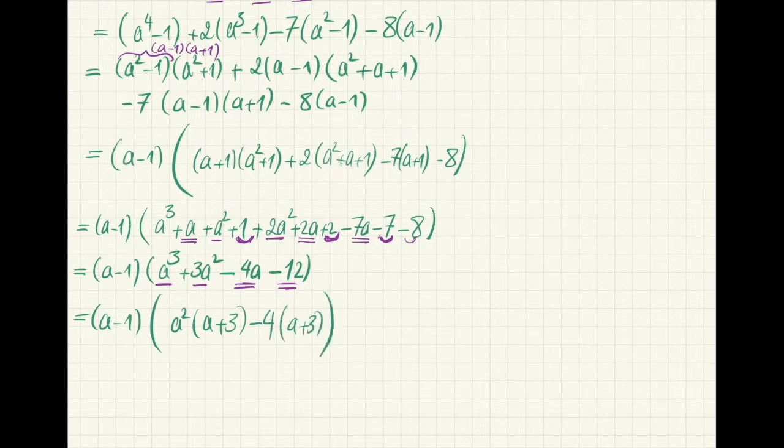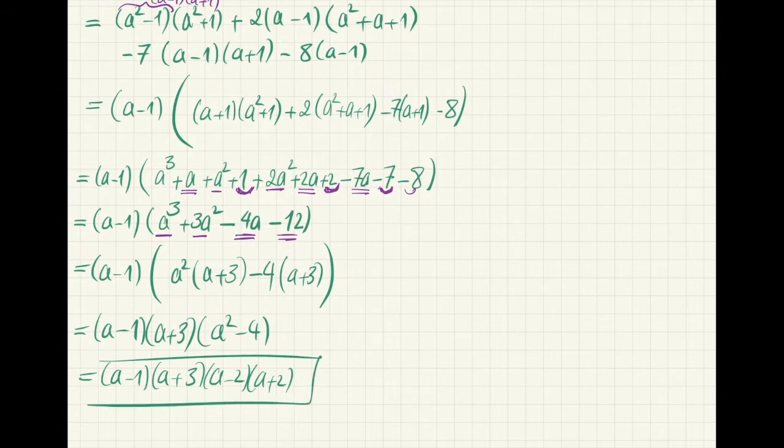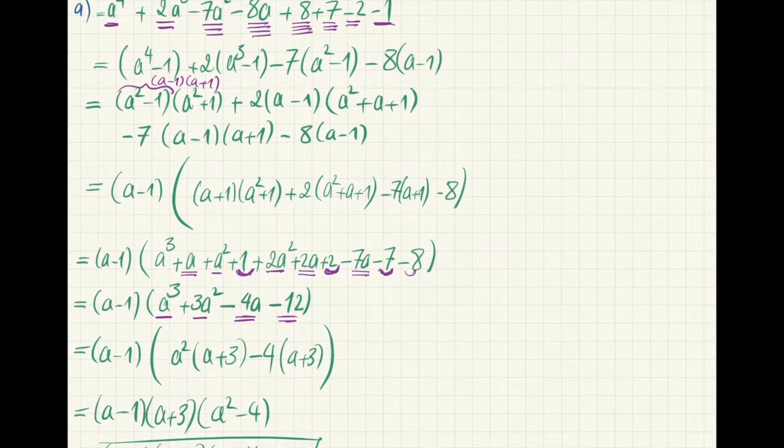And you see, this was good, because again, I have a plus 3. I can pull a plus 3 out. Then what is left? A plus 3, I pull it out. Then a squared is left from here, minus 4 is left from here. But this is still not complete because the last one can be factorized even more using the conjugate pattern. So then it becomes a minus 1, a plus 3, a minus 2, a plus 2. So finally, this is the full factorization of this polynomial.